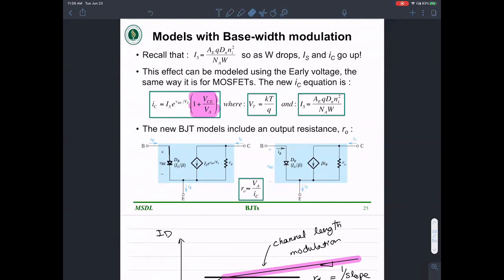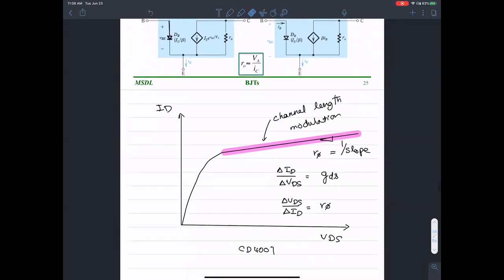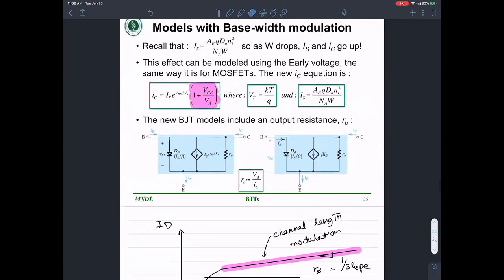Once you have VA, you should be able to calculate lambda, or you should be able to calculate 1 over lambda IC. So once you're comfortable with one type of device, MOSFET, all of that should translate into BJT and vice versa.